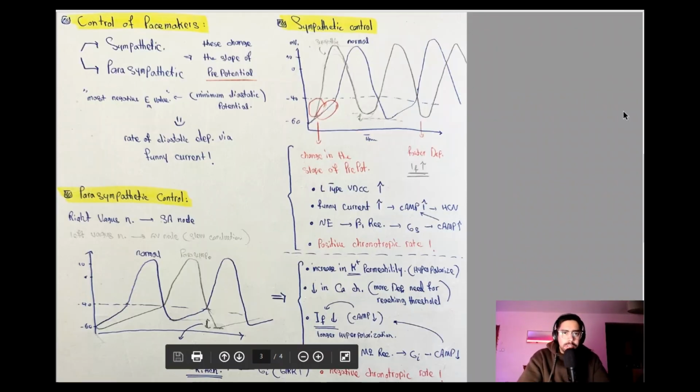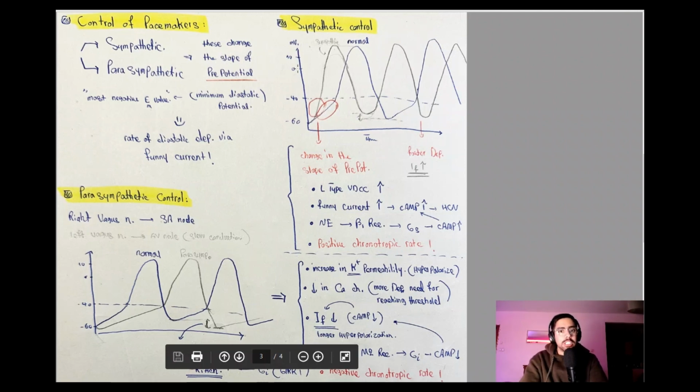So now that we know how they work, we also have to know that there are systems that can affect these action potentials. How can they affect it? By the sympathetic, which activates our body, and the parasympathetic, which relaxes our body. So first of all, you have to know these two systems, sympathetic and parasympathetic, and how they act on the slope of the prepotential.